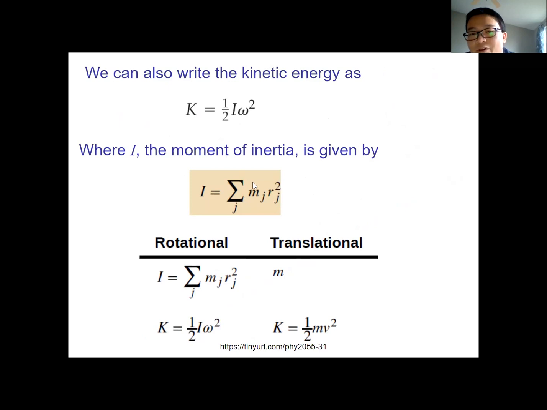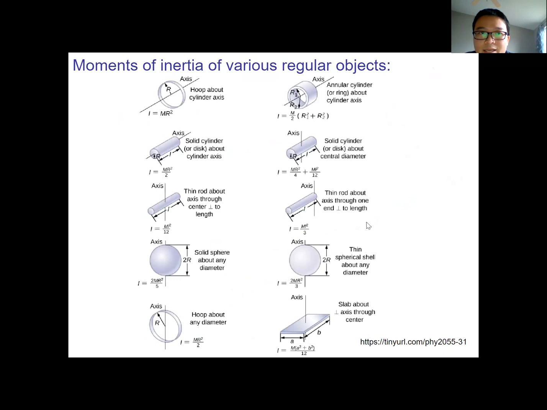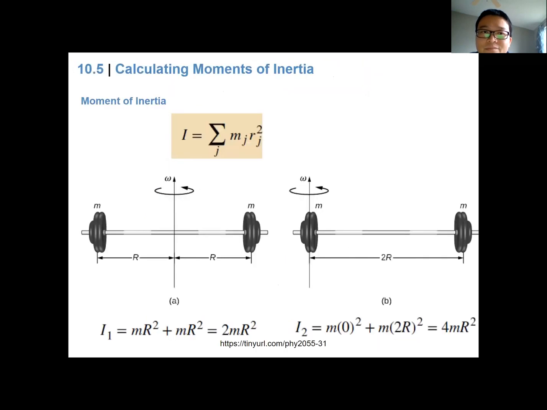If you have several point masses, then you do the summation of mj rj squared: the mass of each object times the distance of the mass to the axis of rotation, and then sum them. For regular shape objects, you can find the moment of inertia in this figure table, if it's not given by a problem. Moment of inertia also depends on where the axis of rotation is. If you have a different axis of rotation, chances are you will have a different moment of inertia.